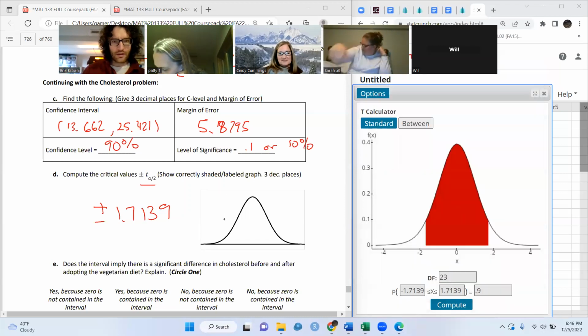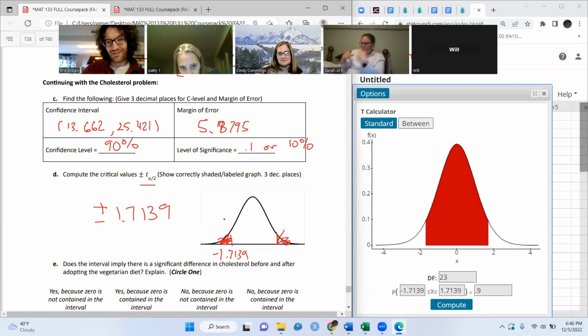Everyone. Oh, and then the graphing, or the drawing, is technically supposed to be this, but if you drew the between area, that's not really wrong either. We're happy either way. Is 0 in the confidence interval?